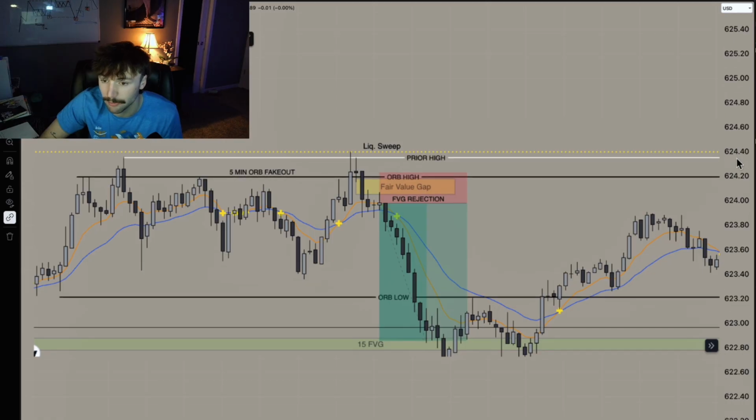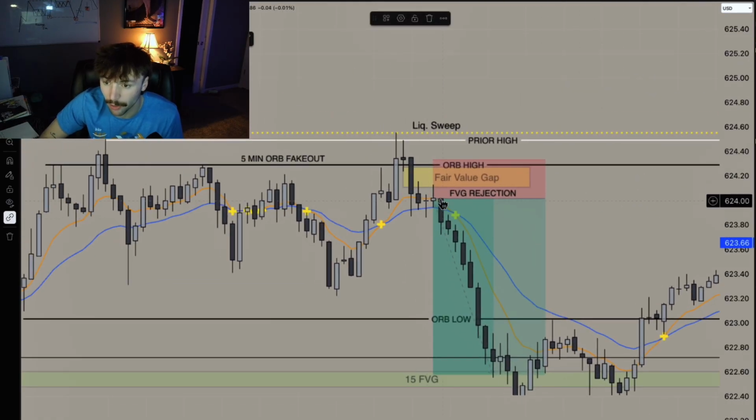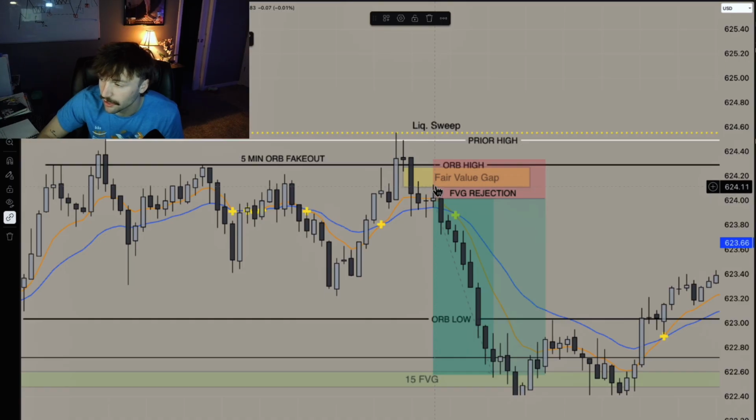Once we do break back out of this range, and I'll actually make it a little bit bigger for you. Once we break back out of this range right here, rejecting out of this fair value gap and respecting this overall bearish trend, that is where we get our entry. And you guys can see it leads to an absolute pour.